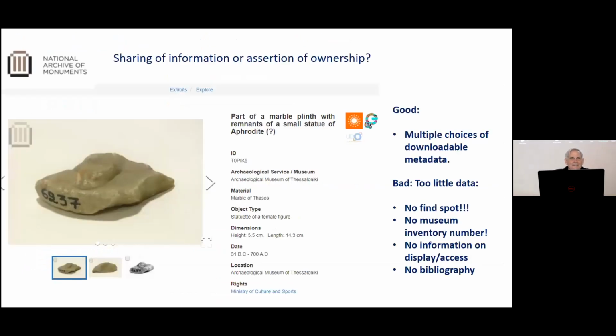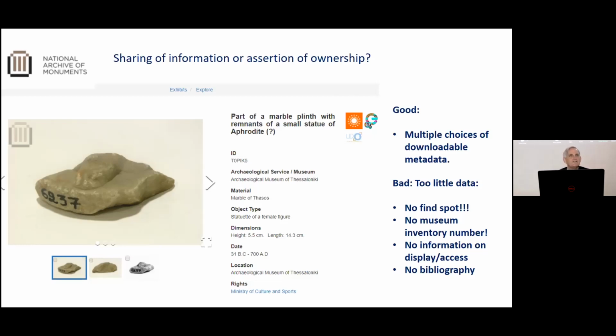Okay, now we get to the National Archive of Monuments, which is, again, an amazing resource, but it's been designed as an internal resource, not as an external resource. And we need it as something that's shared. We need the find spots. We need the inventory number. We need to know if it's on display or not. It would be lovely to have the bibliography too, but that's a lot of work.